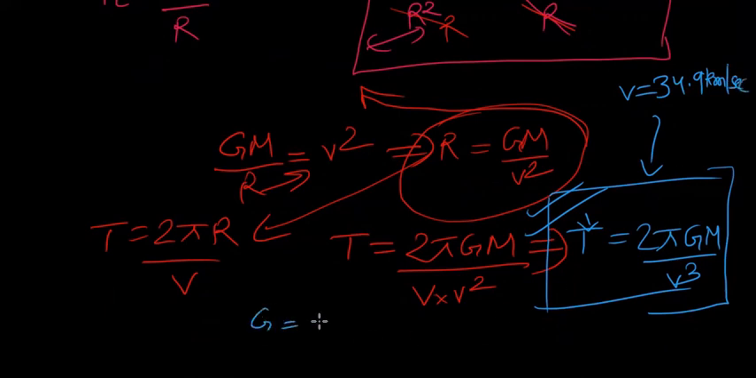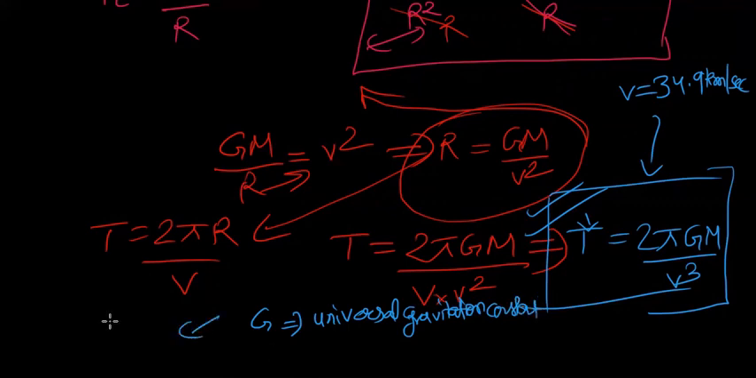G is the universal gravitational constant, so you can check its value. By the way, in Irodov, G has its notation like this, something like Young's modulus. M you can substitute as the mass of the sun, and v I have already told is 34.9 kilometer per second, and you will get the time period of revolution.